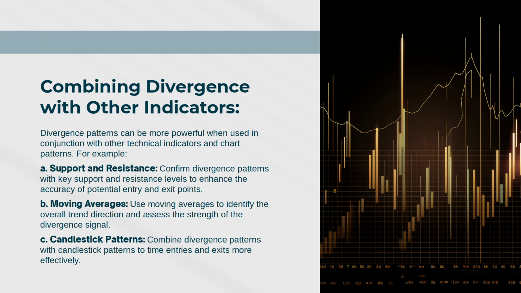Combining divergence with other indicators. Divergence patterns can be more powerful when used in conjunction with other technical indicators and chart patterns. For example, support and resistance. Confirm divergence patterns with key support and resistance levels to enhance the accuracy of potential entry and exit points. Moving averages. Use moving averages to identify the overall trend direction and assess the strength of the divergence signal. Candlestick patterns. Combine divergence patterns with candlestick patterns to time entries and exits more effectively.